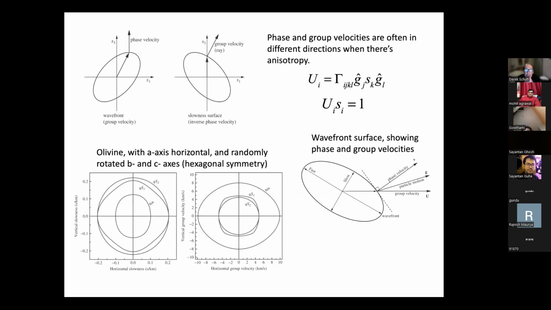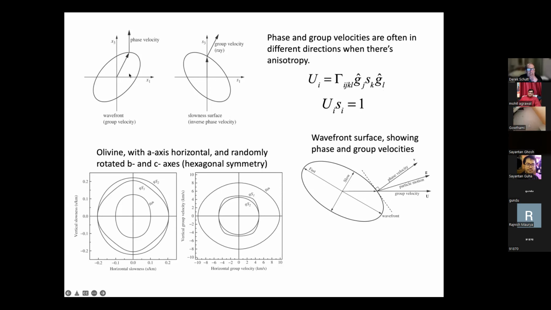All right, so the phase and group velocities are often in different directions when there's anisotropy. So the group velocity direction, as a function of coordinate system, is going to be gamma sub ijkl g sub j, so the polarization in the j direction, s sub k times g sub l. And we can also take into account that u sub i s sub i equals 1.